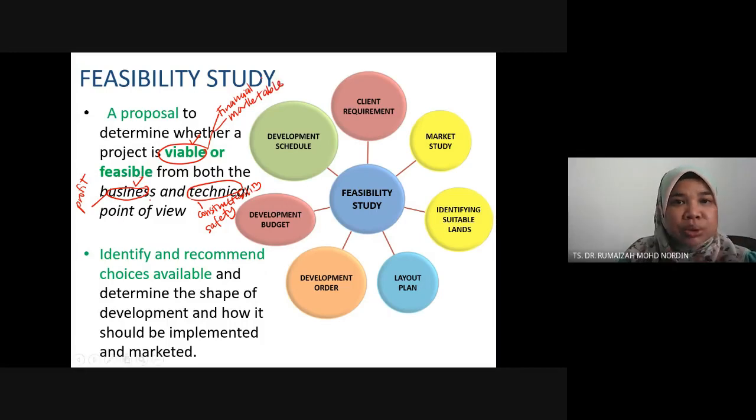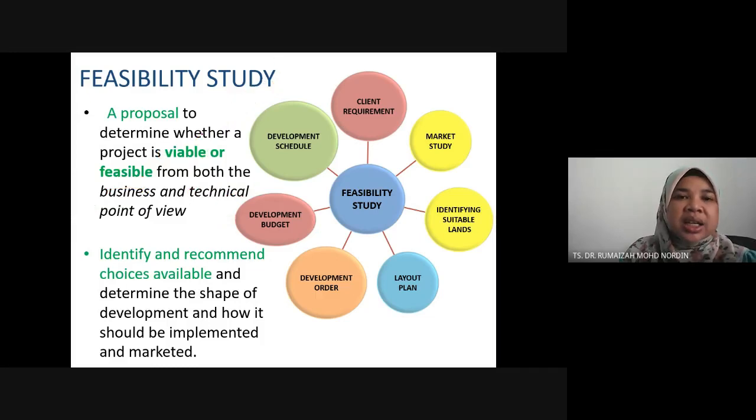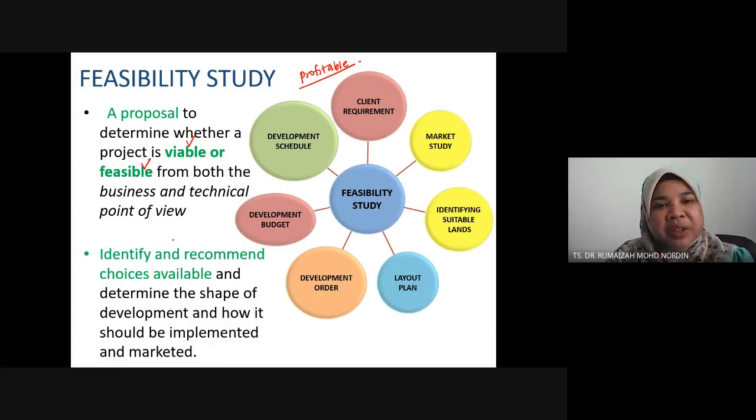Alright, so maknanya when it comes to feasibility study, walaupun dekat sini dia tulis viable and feasible, selalu saya mention because dia ada business and technical point of view, saya selalu tambah viable, feasible and satu lagi profitable. Alright, and then selain daripada tu, okay, feasibility study ni developer ataupun feasibility planner, consultant buat feasibility ni untuk identify and recommend choices available. Okay, for example, you have a plot of land. Katalah you memang ada satu plot of land, and then you buat feasibility study to actually identify what can be developed on that plot of land.